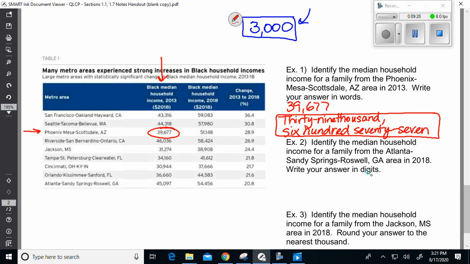Example 2. Identify the median household income for a family from the Atlanta, Sandy Springs, Roswell, Georgia area in 2018. Write your answer in digits. So we're just leaving it as a number. There's 2018. Here's the Atlanta area. That's 54,456. And that's your final answer because it's already in digits.